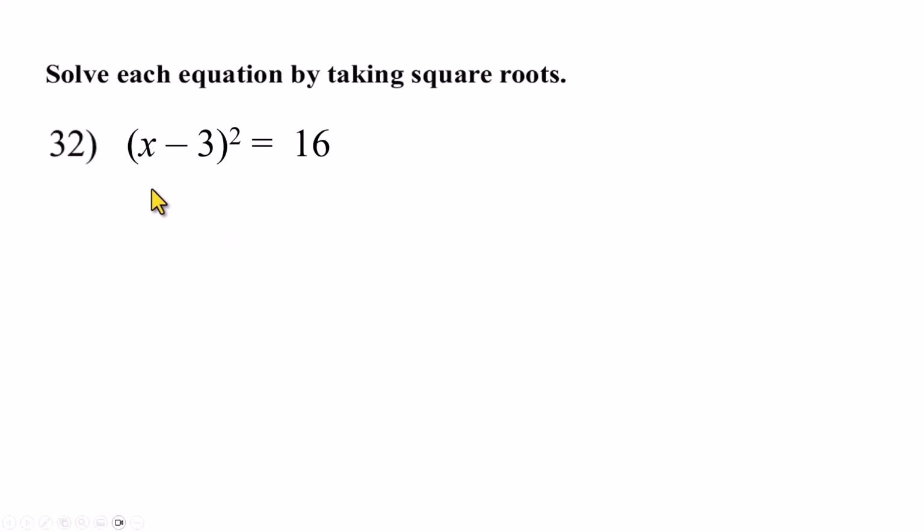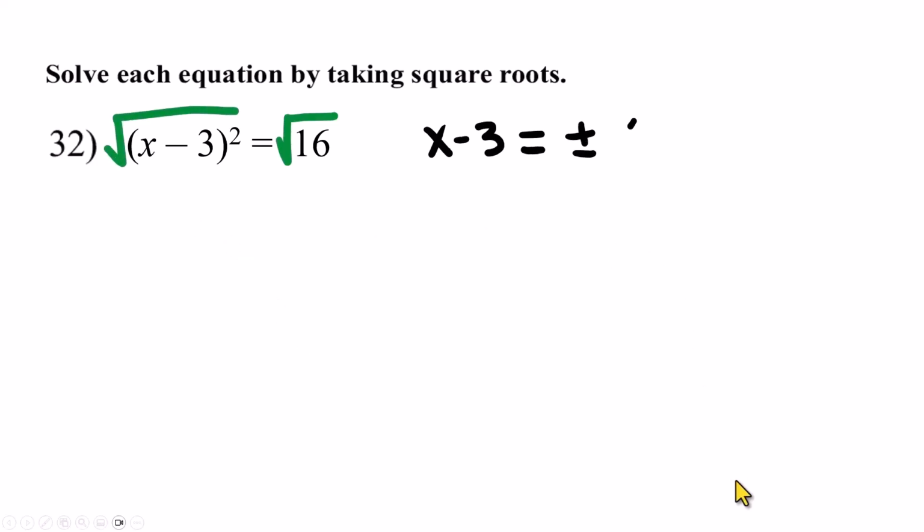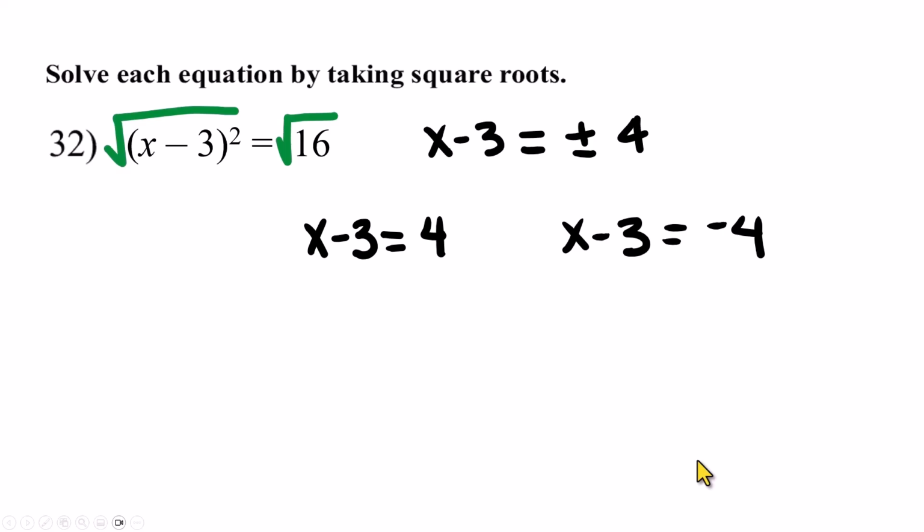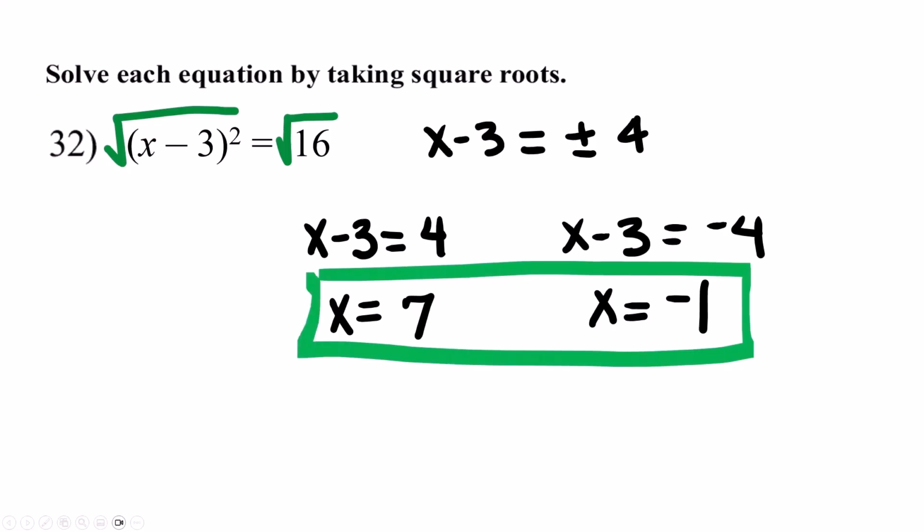Now for this one, we're going to take the square root of both sides. And we end up with x minus 3 equals plus or minus 4. Don't drop your plus or minus, because that's how you're going to get two answers here. And we're going to set up two little equations. One where x minus 3 equals positive 4, and another one where x minus 3 equals negative 4. Add 3 to both sides. We're going to get 7, because 4 plus 3 is 7. Add 3 to both sides, and we are going to get negative 1. And those are your two solutions.